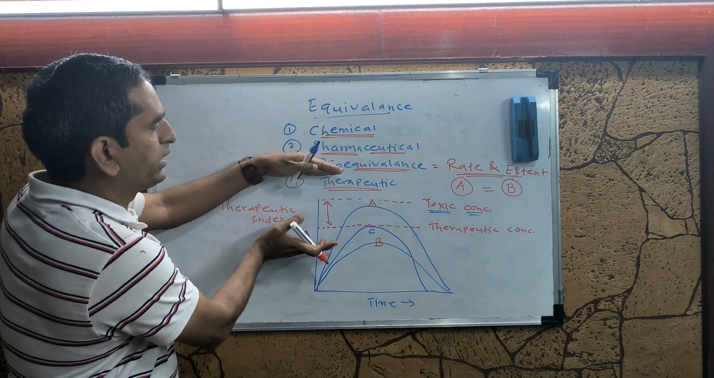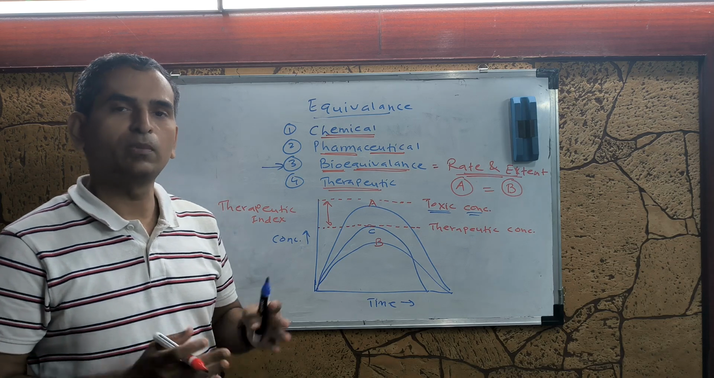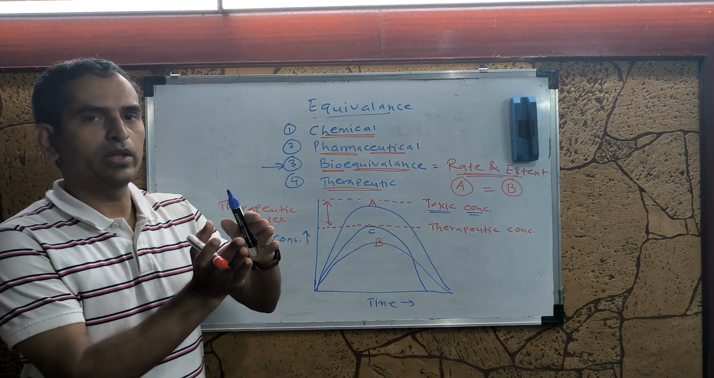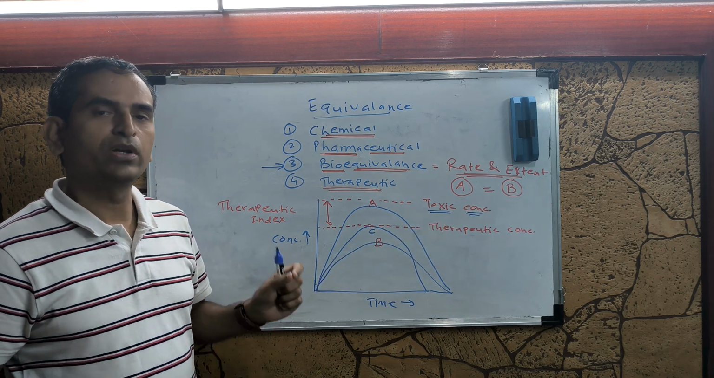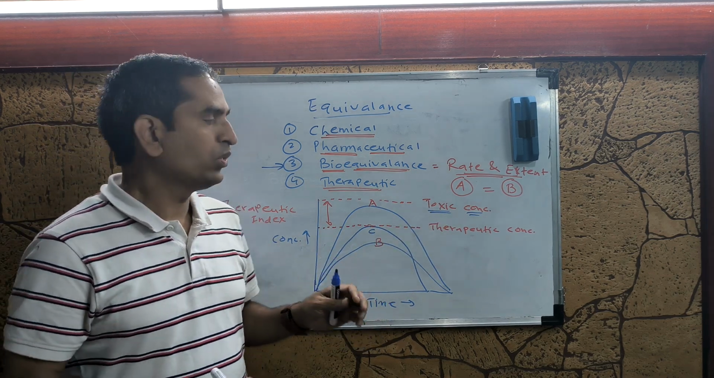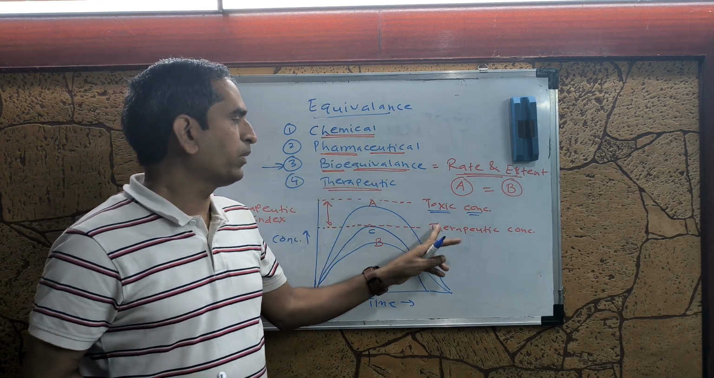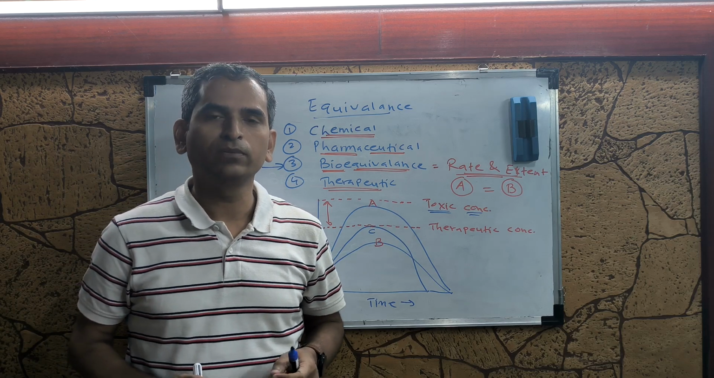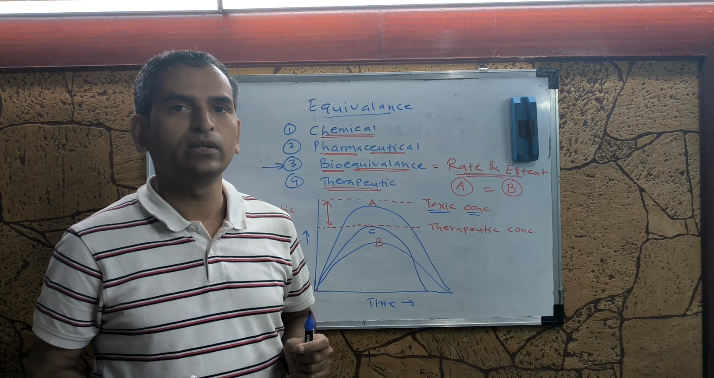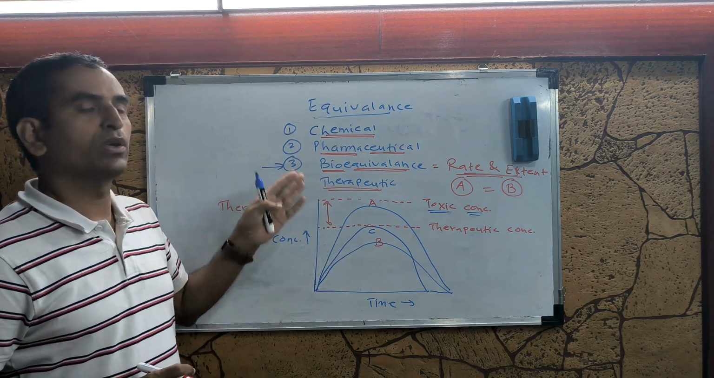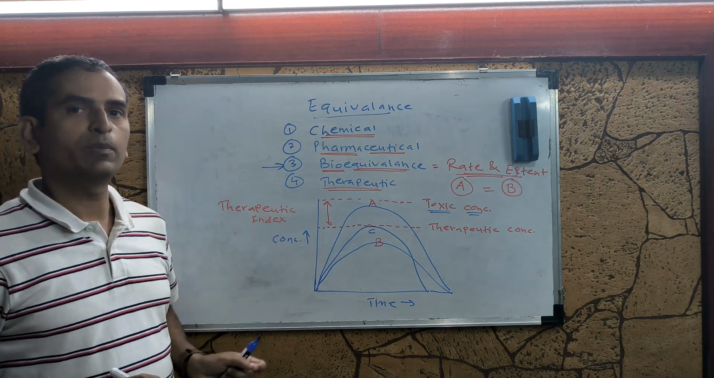The wider this gap between the therapeutic concentration and the toxic concentration, the safer the medication would be. The shorter the gap between the therapeutic concentration and the toxic concentration, the more toxic the drug would be. So a drug which has a very narrow window between therapeutic concentration and toxic concentration would be called a drug with a low therapeutic index. So this is about the four types of equivalences: chemical, pharmaceutical, bioequivalent and therapeutic equivalence.